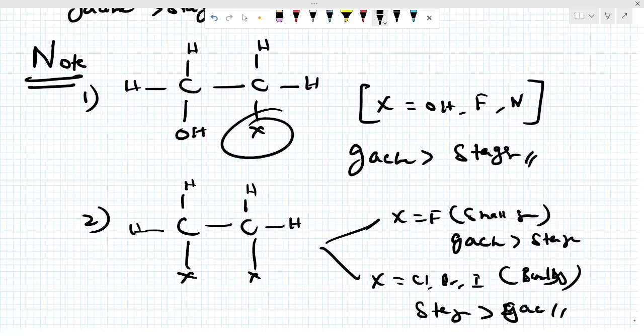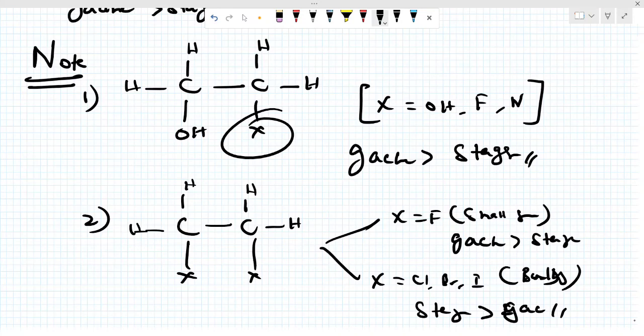In the case of halogens like chlorine, bromine, iodine, they are bulky groups. They can also form hydrogen bonds, but compared to hydrogen bonding, they undergo repulsion, and the repulsion dominates over the hydrogen bond. Therefore, in the case of chlorine, bromine, iodine, due to the bulky group, the staggered form is more stable compared to the skew or gauche form. This is very important. This is about today's class.